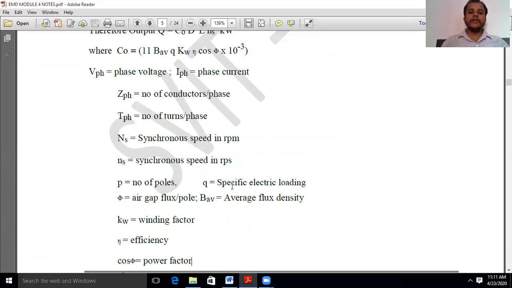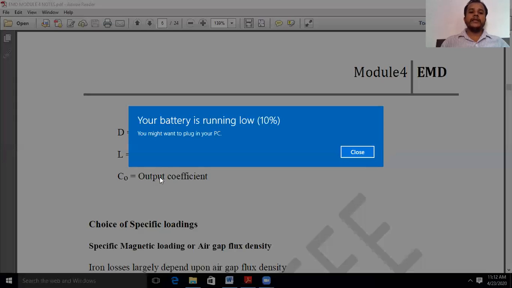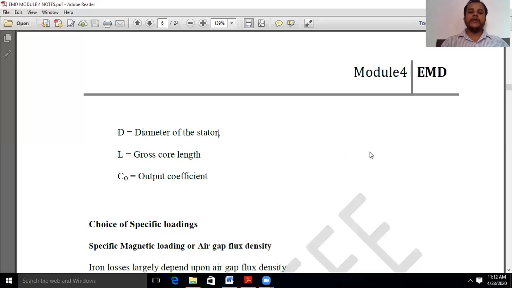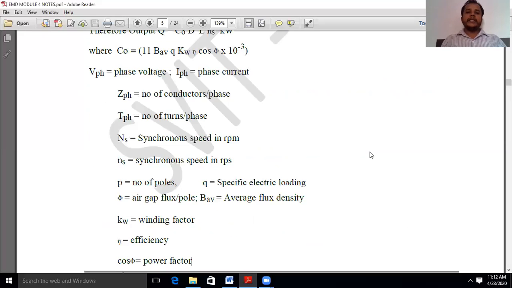q is specific electric loading, phi is air gap flux per pole, Bav is average flux density, Kw is winding factor, eta is efficiency, and cos phi is power factor. Capital D is the diameter of the stator, L is the gross core length, and C naught is the output coefficient. So this is the output equation of an induction motor.